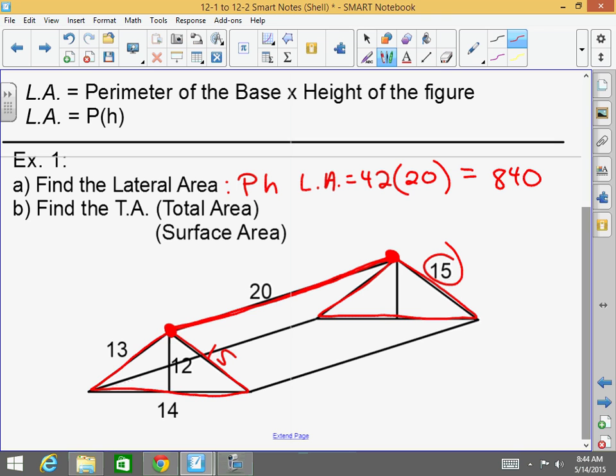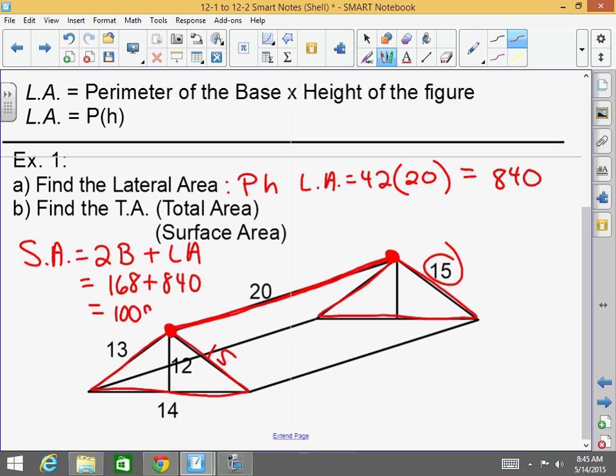Now find the total area. Surface area equals 2b plus lateral area. The base area here is 12 times 14 divided by 2. So that's going to be 84, but times 2. So that's going to be 168 plus 840. My surface area here is 1,008 units squared.